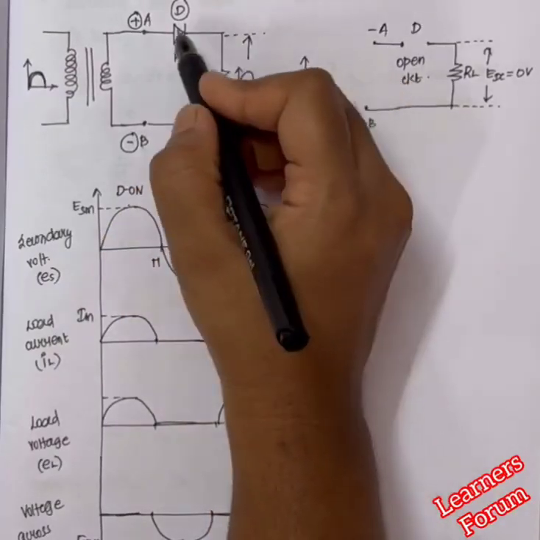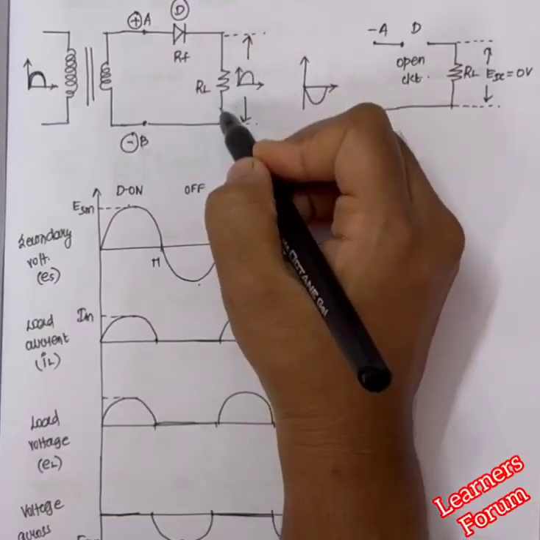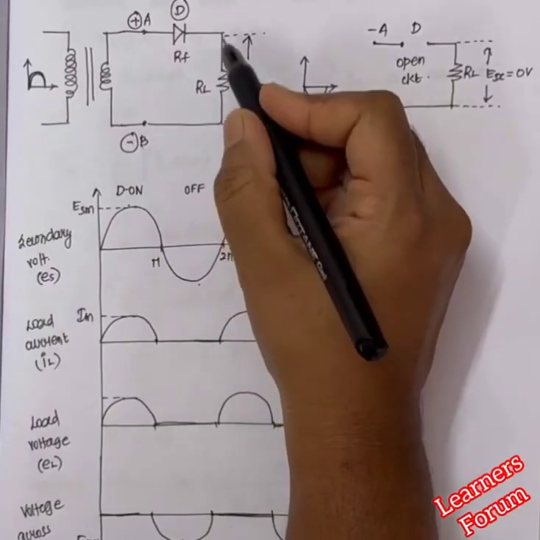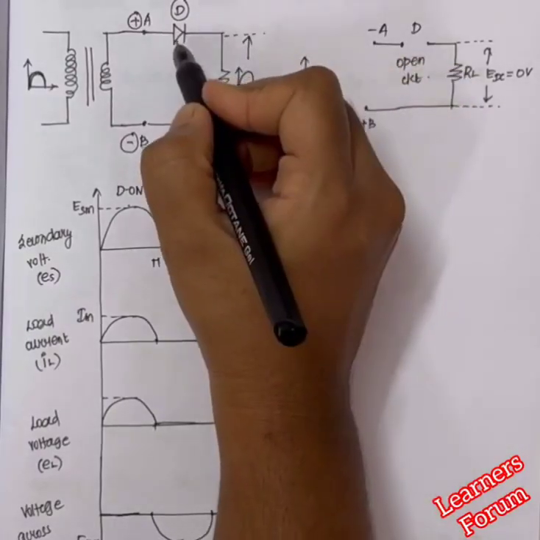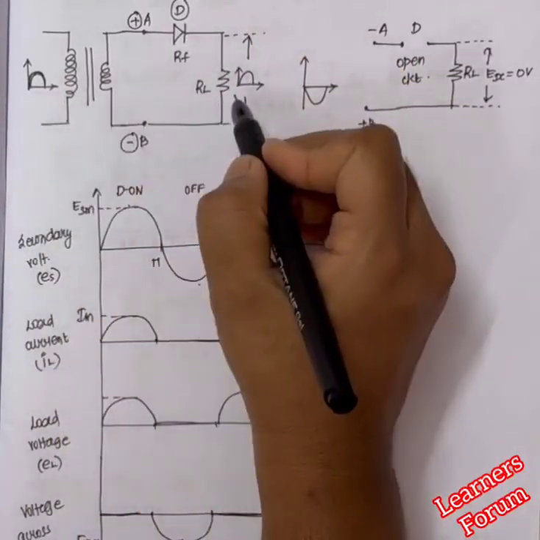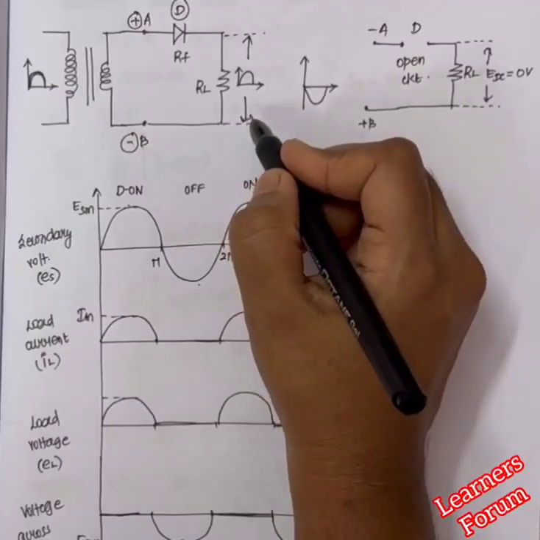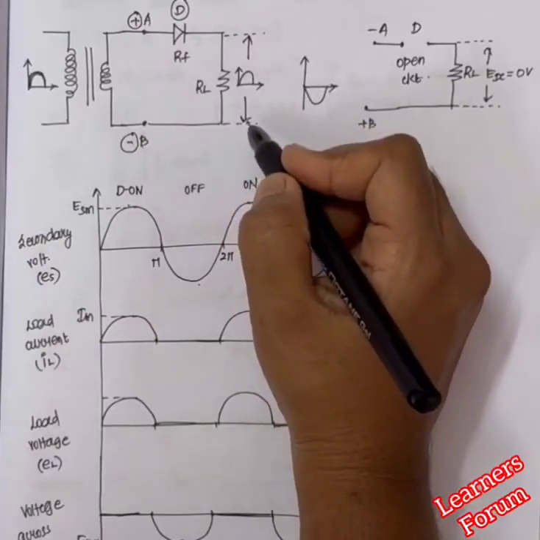and it is applied across the rectifying element, the diode, and then we have a load resistor which is connected in series. So under this condition, the diode will be in forward bias condition, and we will get the same kind of positive half cycle in the load resistance value. That is, we will have the equivalent DC value.